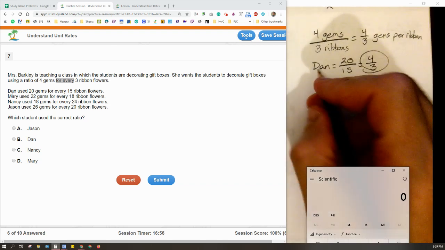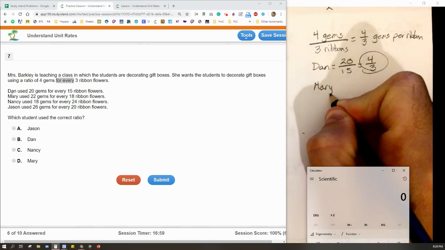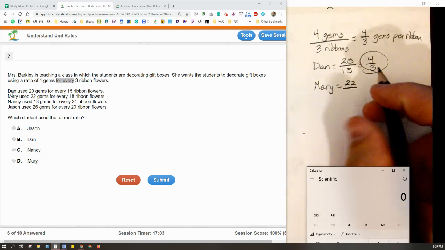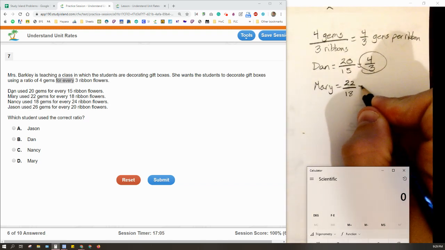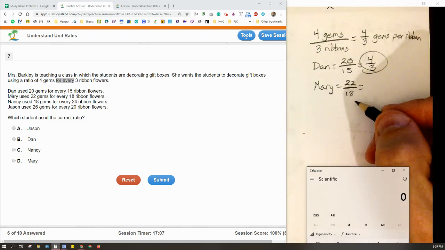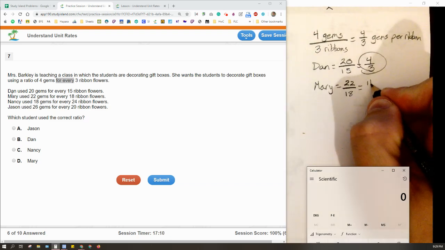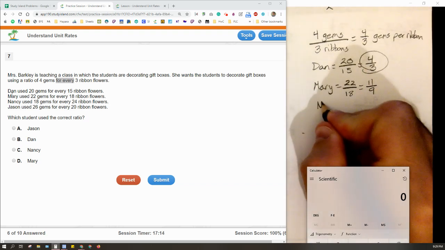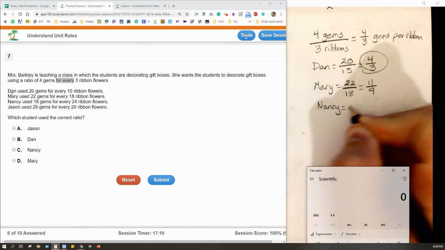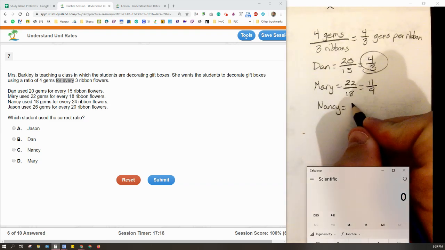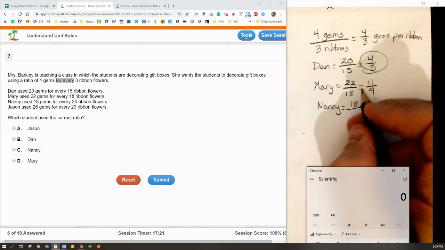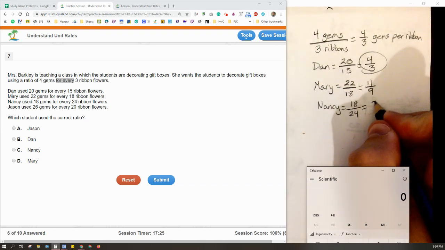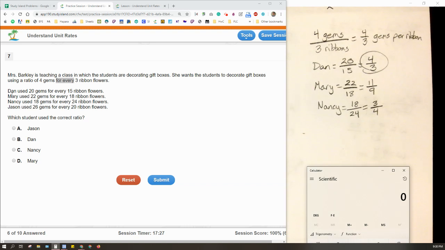Let's look at Mary. Let's see why the other ones are wrong. We got Mary. Mary did 22 gems, and she did 18 ribbons. So if we simplified hers, what do those both divide by? They both divide by 2. That gives 11/9 as the ratio, not what we want. Nancy's was 18 gems and 24 ribbons. What do those both divide by? 6. That's 3/4. So she was backwards.